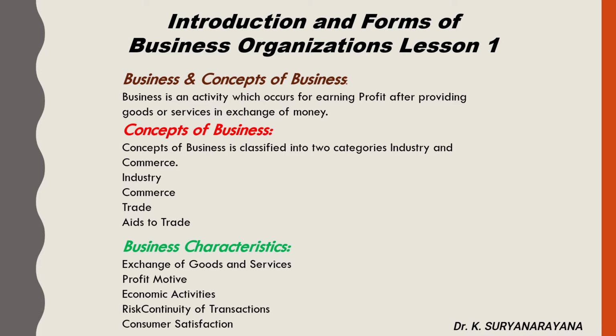When we see the commerce side, the commerce is nothing but trade and aids to trade. That means the trade is in two ways. It is internal as well as external. The internal trade is again divided into two: wholesale trade and retail trade. And as you all know, the external trade is divided into three: imports, exports, entry port. And regarding the aids to trade, that means which help the trade. What are the aids to trade? Transportation, insurance, distribution, advertising, warehousing. So let us study about the industry, commerce, trade, and aids to trade.